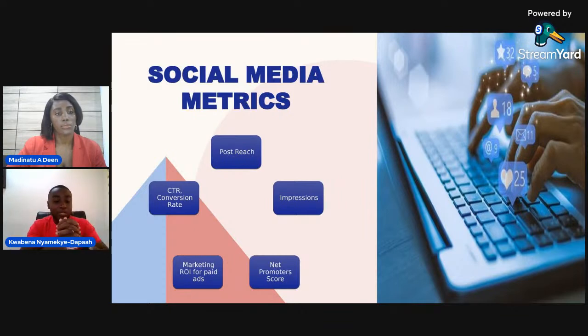These are metrics that you should look out for as a marketer when you post on social media. You want to look at your post reach and your impressions. Post reach is the number of people who see your content. Impressions is the number of times that your content pops up on people's screens online.